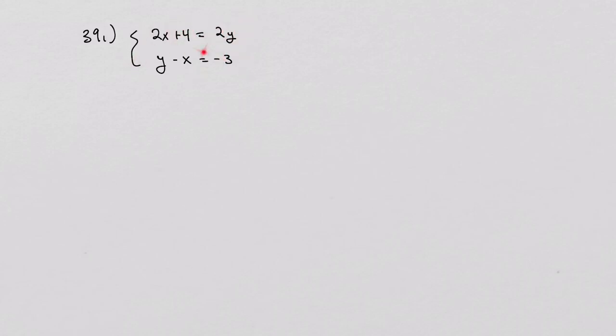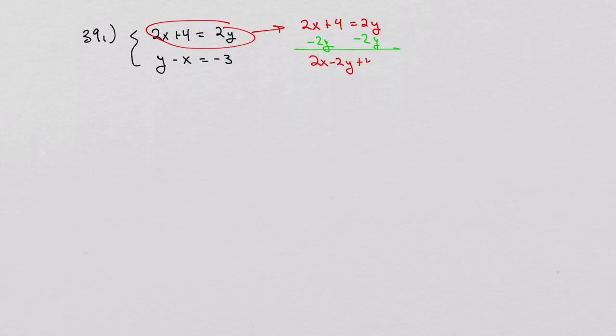And then secondly, on this second equation, notice that it goes y then x, and that's a good way to get yourself confused, so make sure you arrange it the correct way. With this first equation, 2x plus 4 equals 2y, if I subtract 2y from both sides, I'll get 2x minus 2y plus 4 equals 0, and then I want to bring the 4 to the other side, so I'll have 2x minus 2y is equal to negative 4. That's the better way to write it.